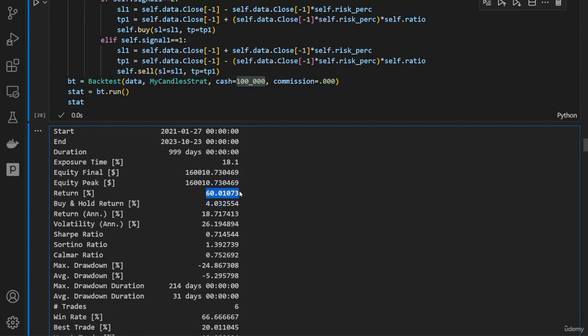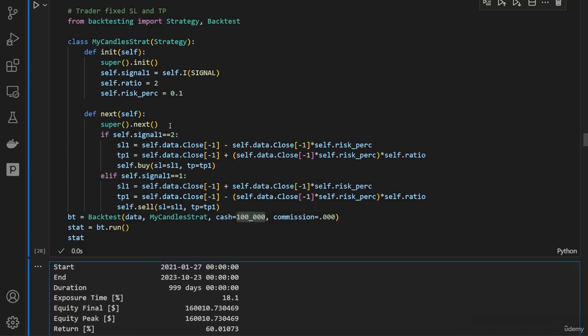This is around 3 years of data. That's giving us around 18% of returns per year. Remember, this is not an optimized strategy. I didn't optimize anything. I just put some values, some random percentages, some just around 2 of risk reward ratio, and it's working this way.